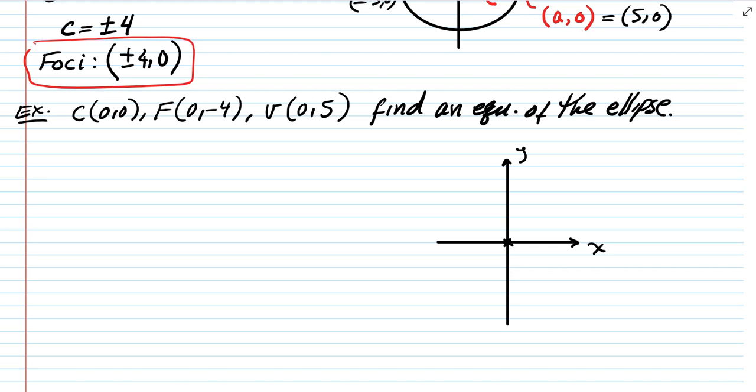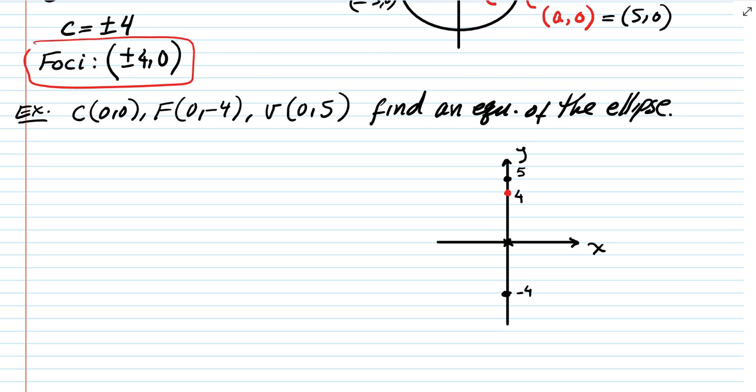And the focus is at 0, negative 4. 1, 2, 3, negative 4 is here. And the vertex is at 0, 5. 1, 2, 3, 4, 5. The vertex is up here. This is 5, and this is negative 4. Now remember, there are two foci. So if one focus is at 0, negative 4, the other one would be up here, wouldn't it? At 4. That would be the other focal point right there.